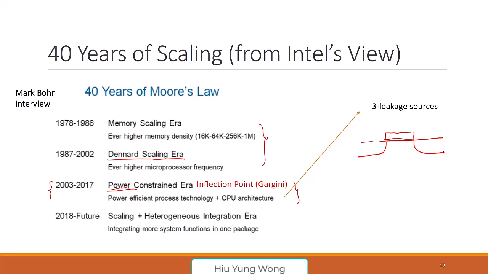Do you remember when we are scaling? We say that, so this is the gate. We say that the gate oxide keeps reducing. What happens if you make an insulator very, very, very thin? Can someone tell me? Is it still a good insulator?